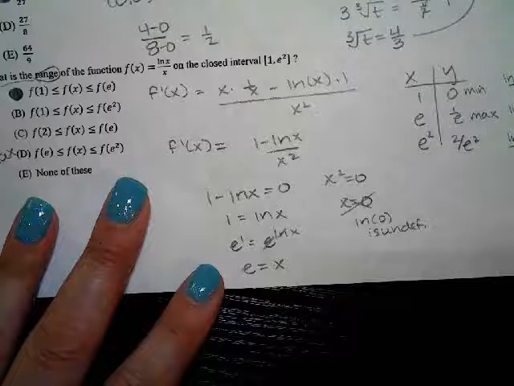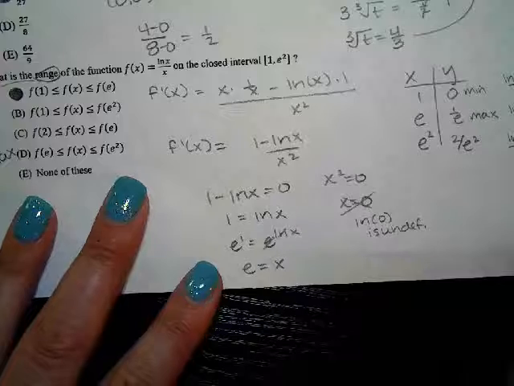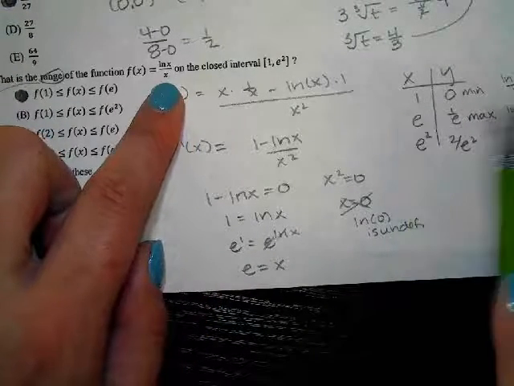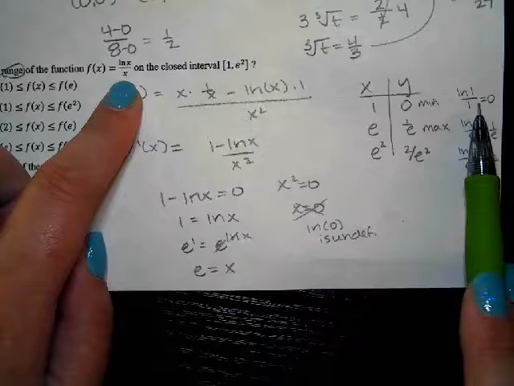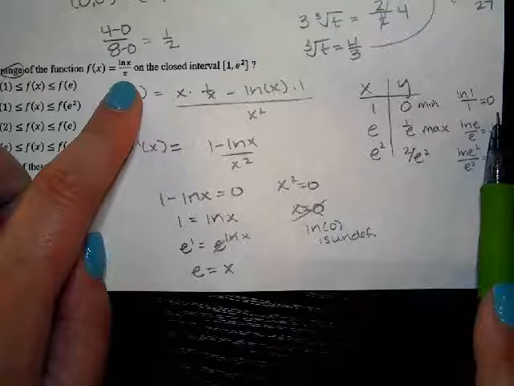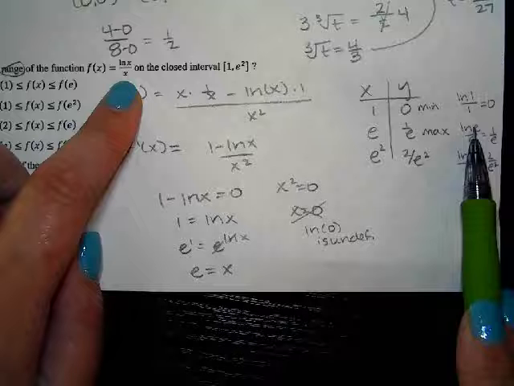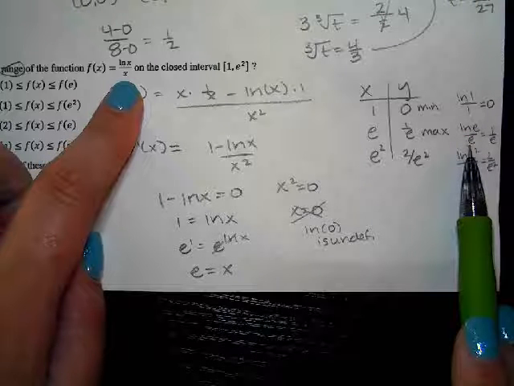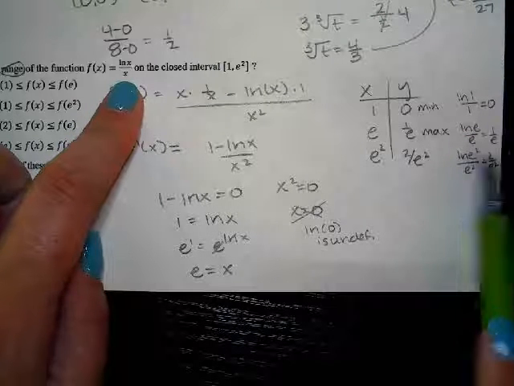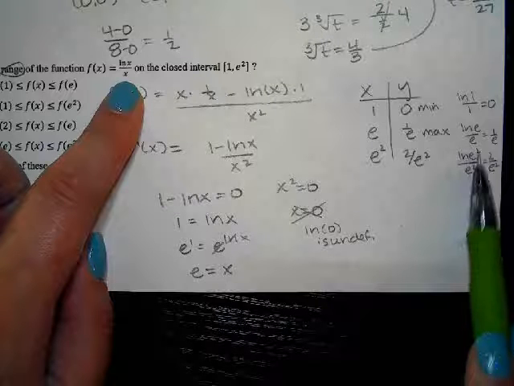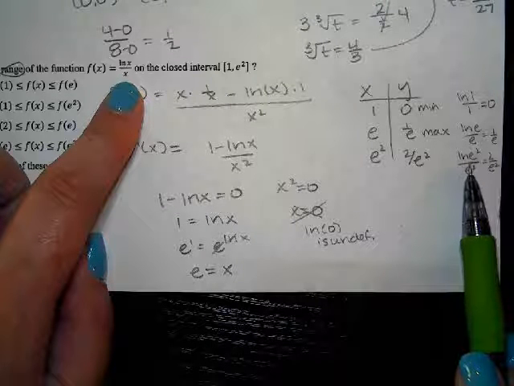So I plugged in 1. I got ln 1 over 1. ln 1 over 1 is 0, because ln 1 is 0. I plugged in e, I got ln e over e. ln of e is just 1, so I got 1 over e. And then I plugged in e squared: ln of e squared over e squared, which is 2 over e squared.